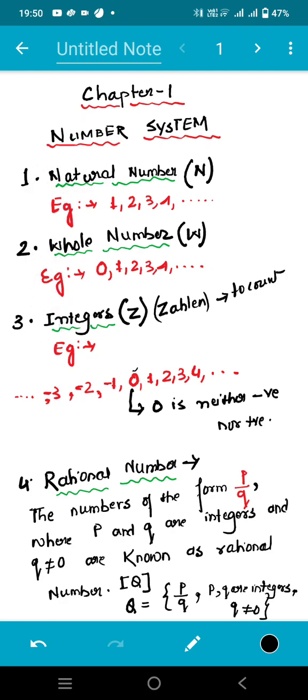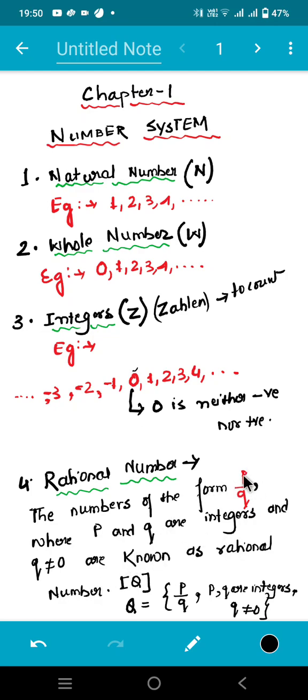Now let's step on to the 4th number. Now rational number, you have come across this number also, isn't it? What is a rational number? Very important, student. Now see, the number of the form p by q, where p and q are integers. Now it's a very important line, students. The number of the form p by q, where p and q are integers and q should not be equal to 0 are known as rational numbers.